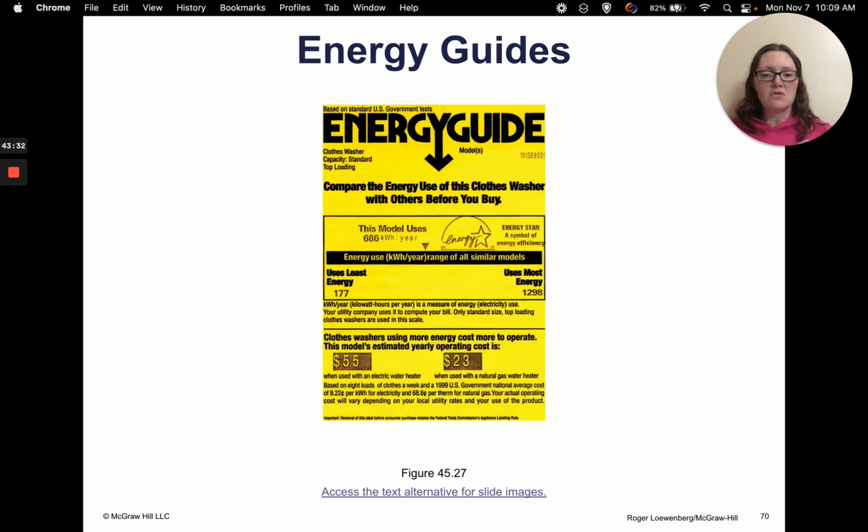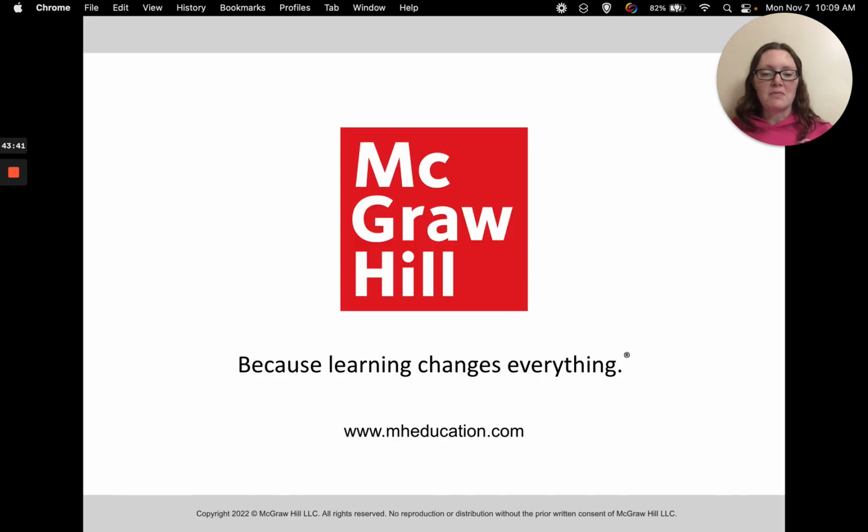Here's the Energy Star. It tells you what the product is and how much energy it uses and how much can be changed and how much can be saved.